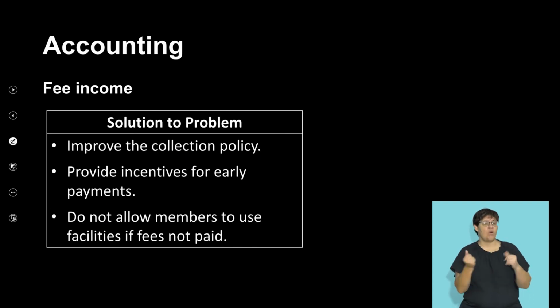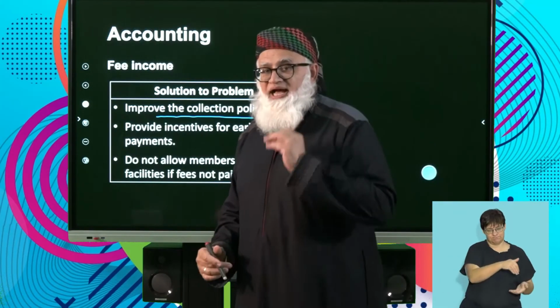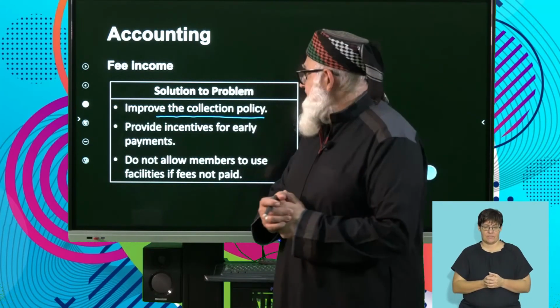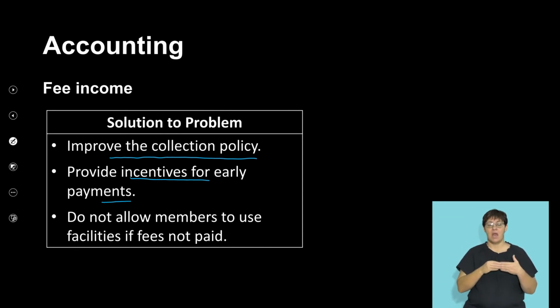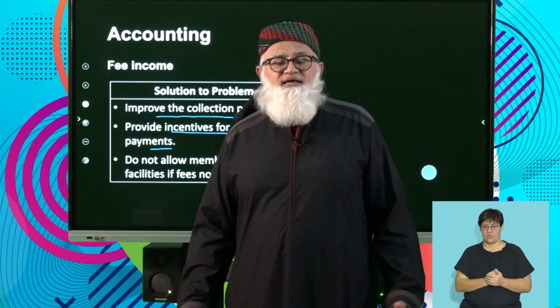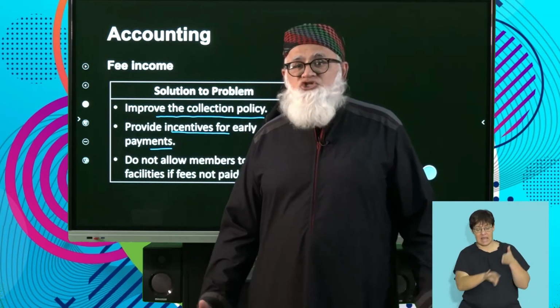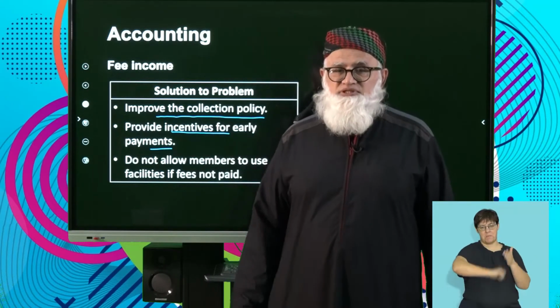Okay, now, what's the solution to our problem? Number one, improve the collection policy. That means make sure that you have a proper policy in place with regards to the collection of your membership fees. Provide incentives for early payments. Do not allow members to use the facilities if the fees are not paid. Right? So one of the easy ways of doing this is to ensure that maybe ask your members to sign debit orders so that you know on a monthly basis the membership fees will be paid.